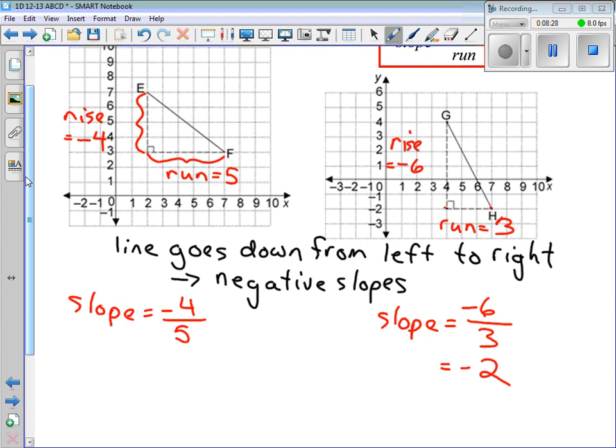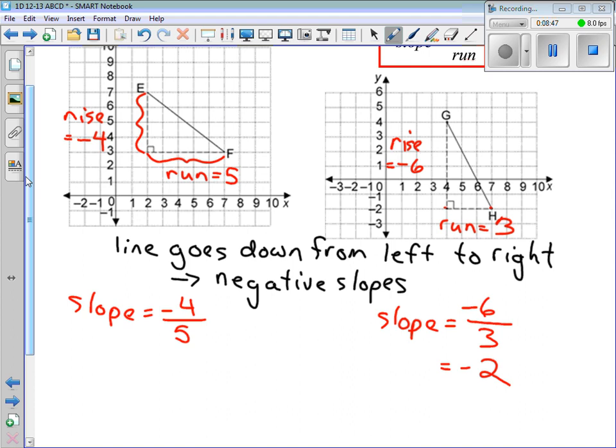Okay. Now, of these two slopes, which one is the bigger number? Okay. And when we compare these, don't look at the signs, just look at the number. So just look at 4 over 5 and 2. Which of those two numbers is larger? 4 over 5 or 2? What do you think?